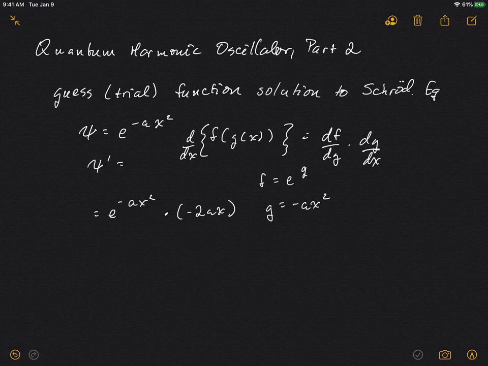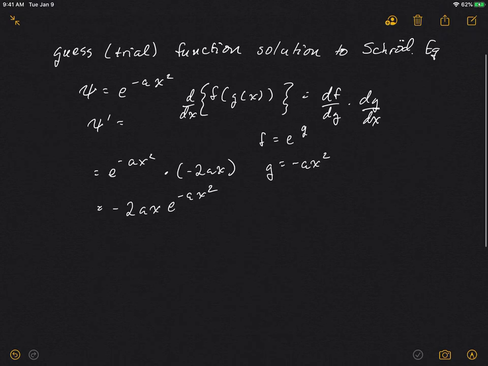At the beginning we have constants, and then we have maybe powers of x, and then more complex functions such as exponentials or sines and cosines. So in the typical form, we have minus 2ax e to the minus a x squared. That is the first derivative. Now the second derivative is going to be a little bit more complicated. It would be the derivative of this expression. That's going to involve a product rule and a chain rule.